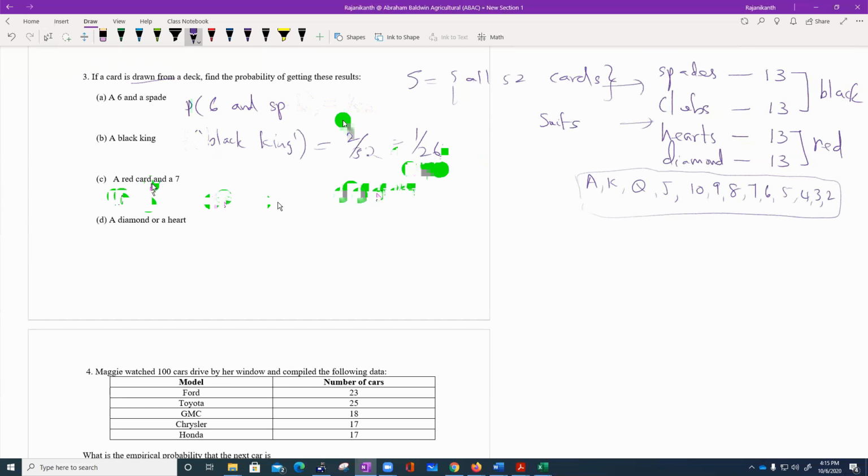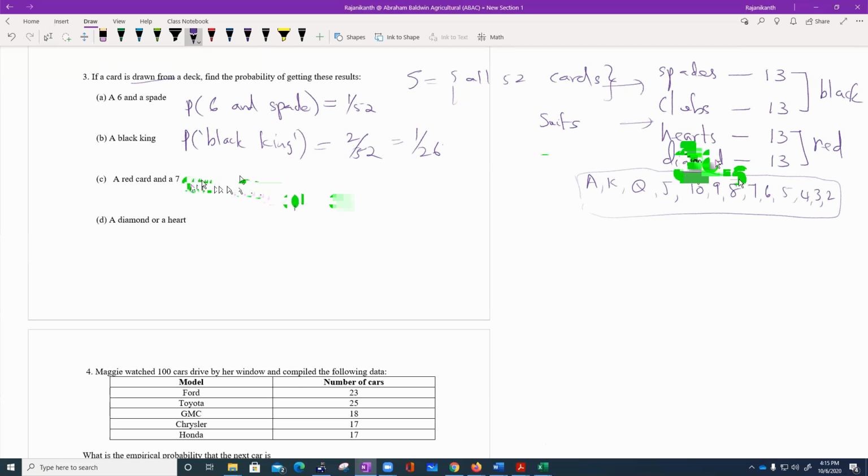Now here, you are choosing one card, remember, that should be red color and at the same time a 7. So here also, you may have two such cards, because hearts and diamonds have red color. Each of them has the number 7. Therefore, the probability of getting red and at the same time a number 7 is 2 over 52. That is 1 over 26.